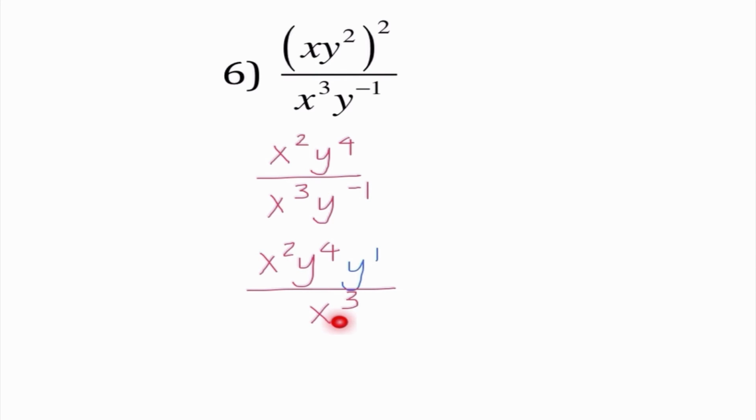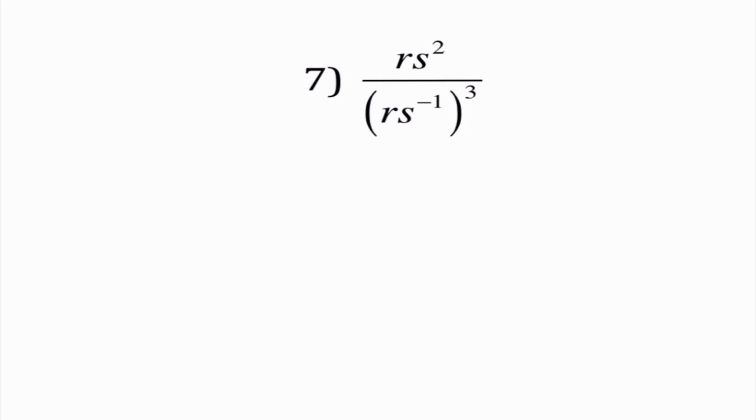Now, I need to simplify these x's and simplify these y's. To simplify the x's, I'm going to battle, and my denominator is going to win the battle by 1, because 3 is 1 bigger than 2. In the numerator, since I'm doing a product of powers, I need to add those powers together, and I end up getting y to the 5th power over x.